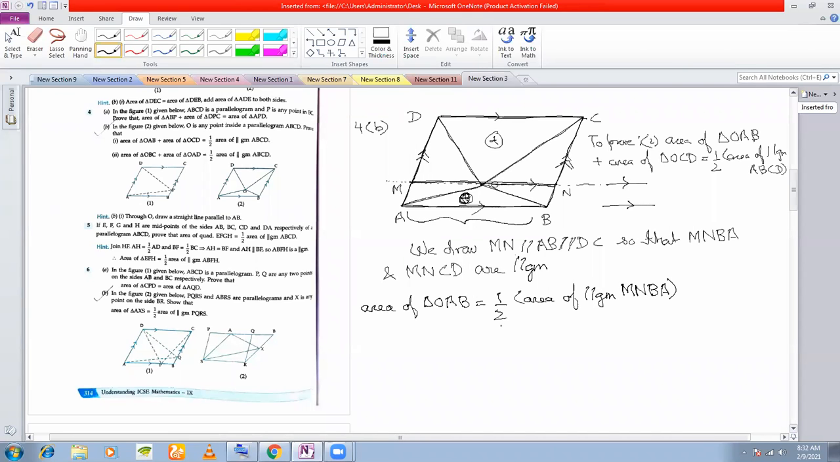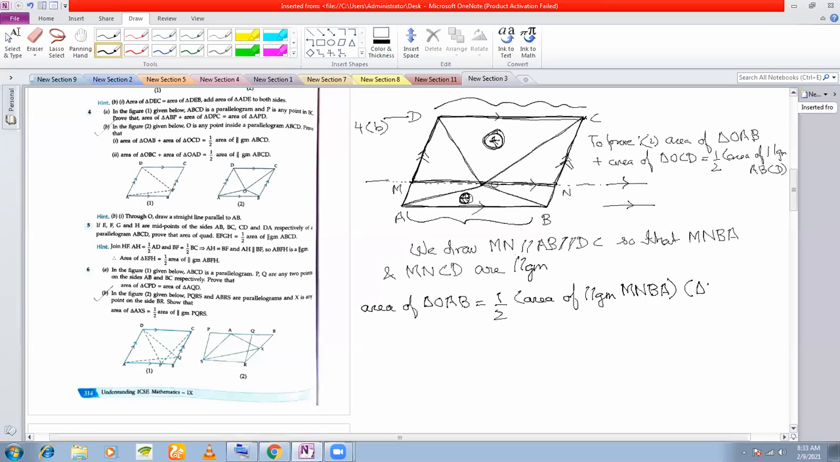Also, if you consider the larger parallelogram here, that is MNCD, the parallelogram on the top, if you see this triangle here, this triangle also lies on the same base DC and between the same parallel lines, DC parallel to MN. Okay, so we shall write. Let me give the reason for this.